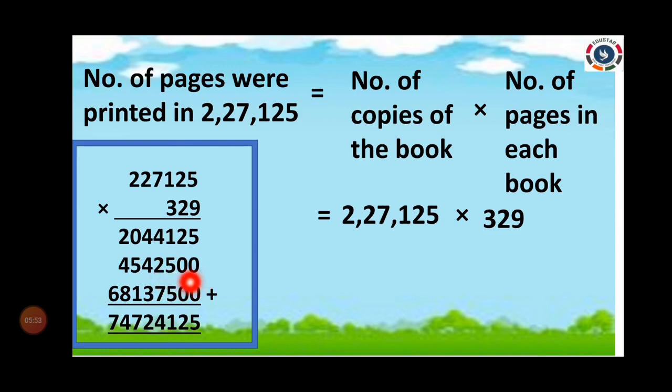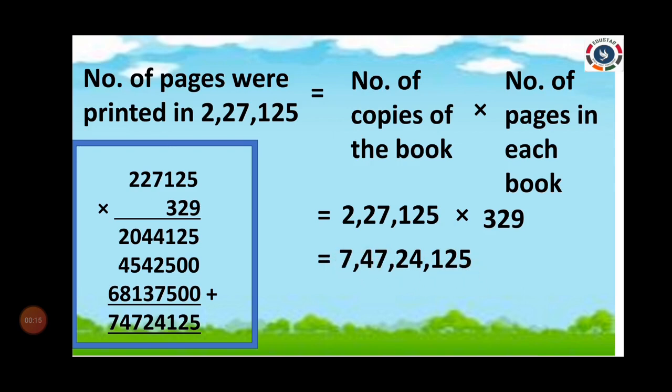681375. Already we have written 2 zeros. Then after that you want to add all those 3 values, and you will get the answer. How much do we get here? 7 crore 47 lakh 24,125. So this is the answer.